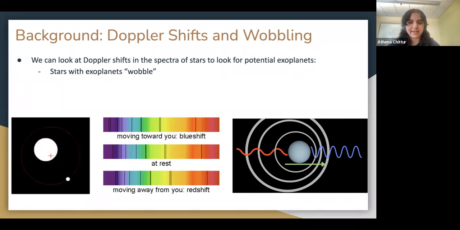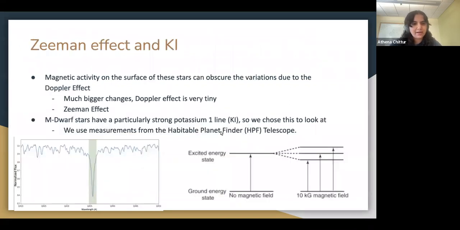and we see a red shift when the star is moving away from us. And so we can take a look at these red shifts and blue shifts in the spectra of the star. When we have a blue shift, the spectral lines shift left, and when there's a red shift, we can see these spectral lines shift to the right. So we would expect this to come in a periodic manner. And if we see something like this, we can say there might be an exoplanet here orbiting this star.